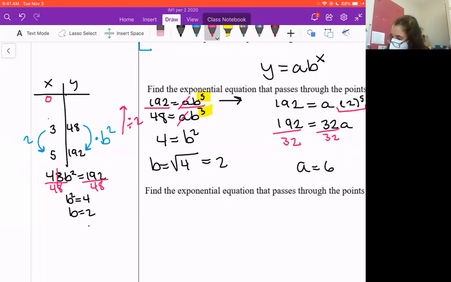And then I divide my y by 2. So this would be 24. And the next one, I divide by 2, I get 12. I divide by 2, I get 6. And there's my y-intercept. Okay, so that works too.